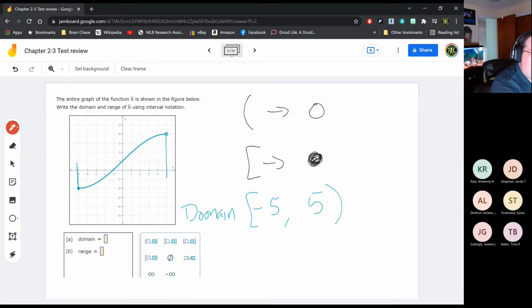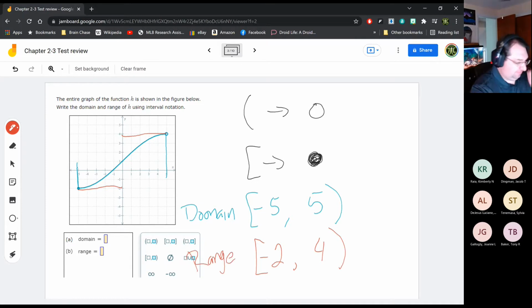The range is going up and down. So the lowest point in the graph is there, and the highest point in the graph is there. So we're going from -2 to 4. -2 is at the solid point, so that's a bracket. 4 is at the open point, so it's a parenthesis, and that's my range. So when you're looking at each one of them, you're looking at that bracket and the parenthesis individually, and it changes based on where we have it.